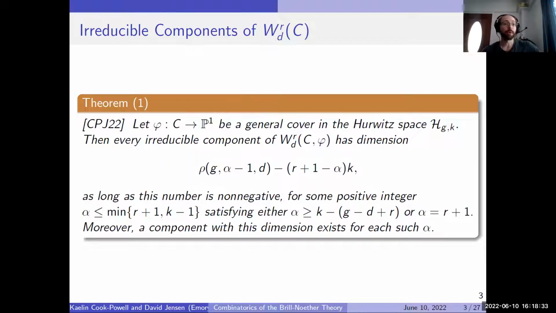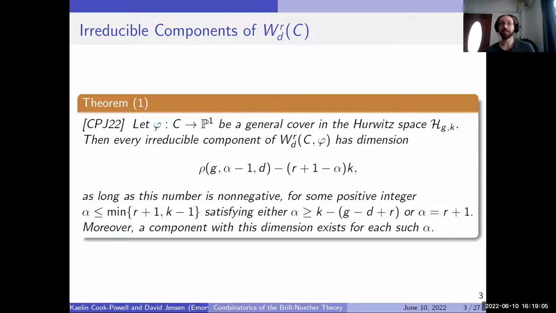Now, the two results I want to work towards. One is how you can produce components. Here is a very big blob of text. What I'm basically telling you is that if I have a general cover in the Hilbert space, and I want to look at the Brill-Noether loci W^r_d(C, D), I can tell you what the dimension of this is explicitly, as long as I keep track of a couple of conditions.